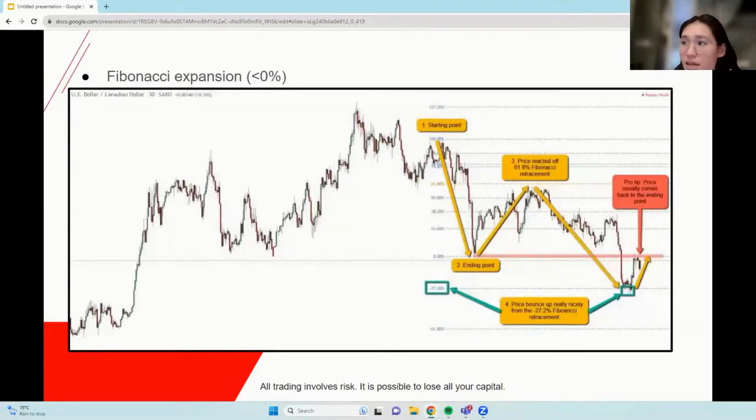Okay, and then we can see the outcome of what we have analyzed in the previous slide. At the negative 27.2 support level, price really did bounce up nicely off of the Fibonacci retracement. And a pro tip that we have included here is that price usually does come back to its ending point, which, as you see in the beginning, at point number 2, that's where our ending point is.